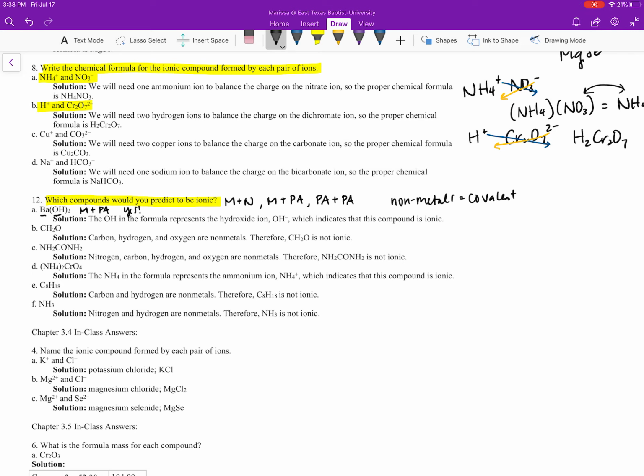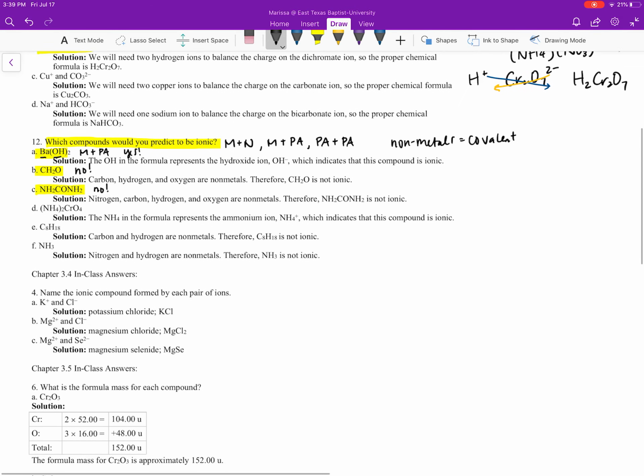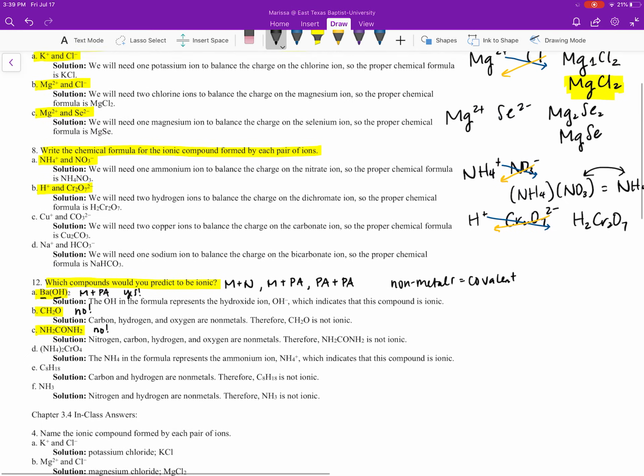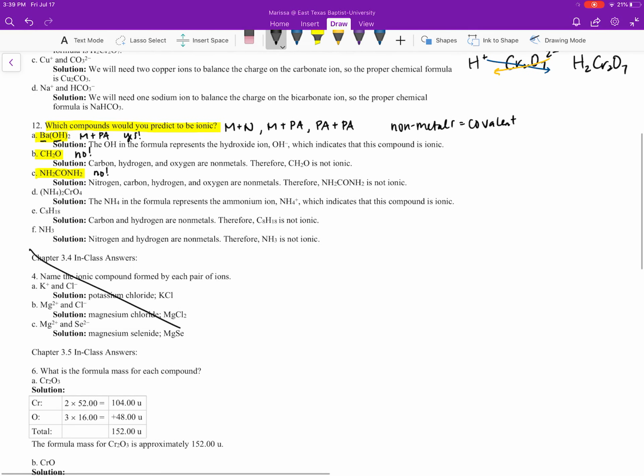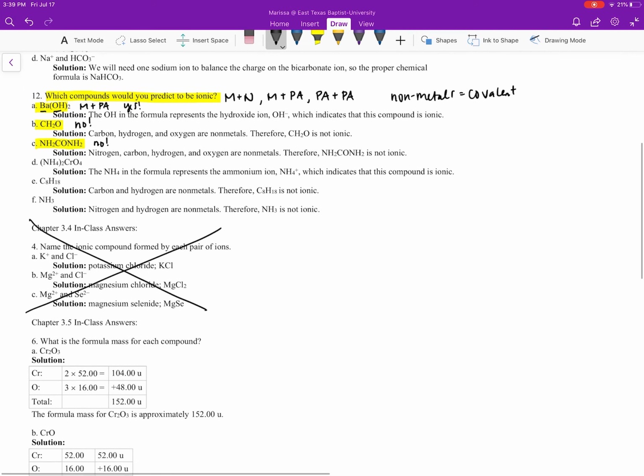The next one is CH2O. Carbon, hydrogen, and oxygen are all going to be nonmetals. Remember, even though hydrogen is in group 1A, we actually classify it as a nonmetal. So these are all made up of nonmetals, so no. For the next one, nitrogen, hydrogen, carbon, and oxygen, these are all nonmetals, so no. We've already done this one, but you can practice again if you want.